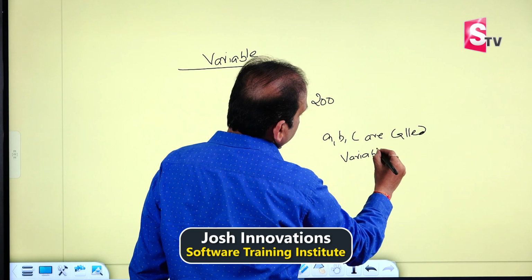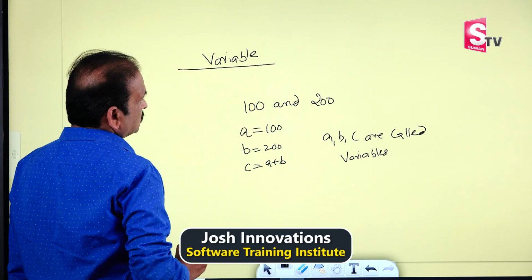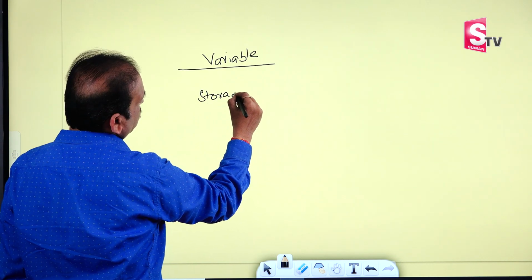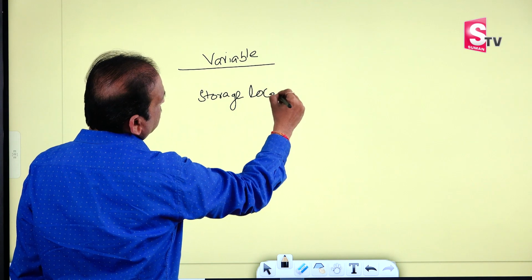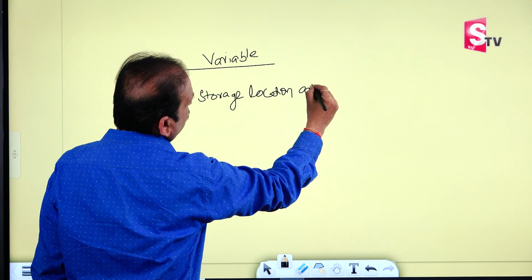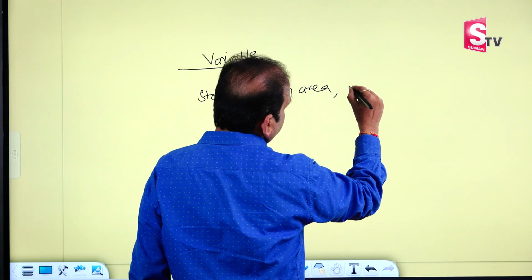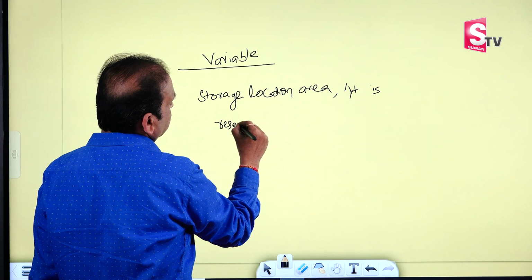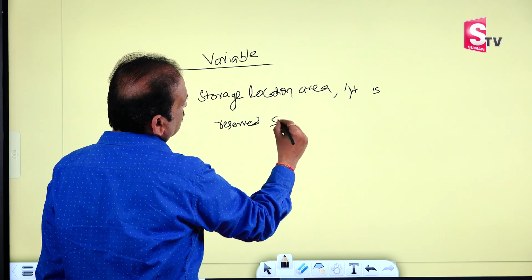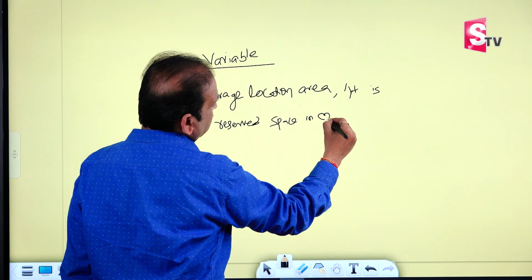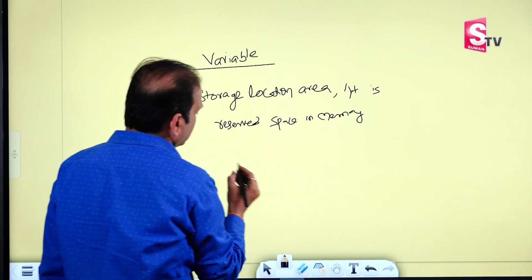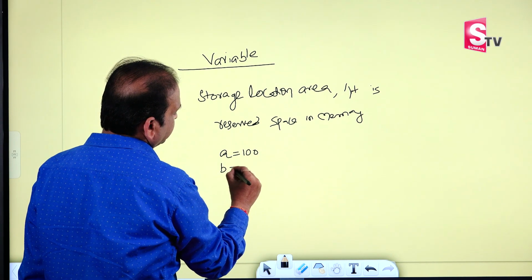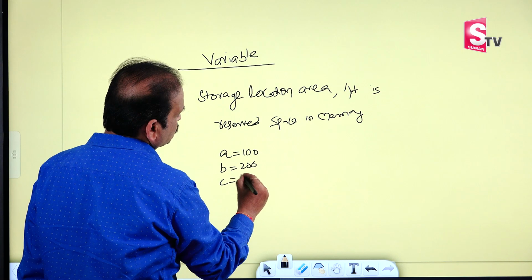Now we'll see the definition. What is a variable? A variable is nothing but a storage location area, or you can say it is reserved space in the memory. For example, I will say A equals 100, B equals 200, and C equals A plus B.